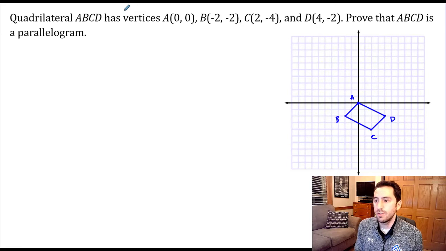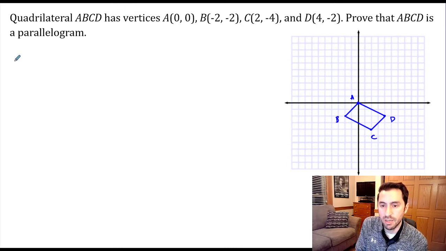But for this first example, why don't we just show that this is a parallelogram just by using the definition? So the definition, we need both pairs of opposite sides to be parallel. Well, we can do that with the slope. So let's find the slope of each of the segments. So let's start with AB.